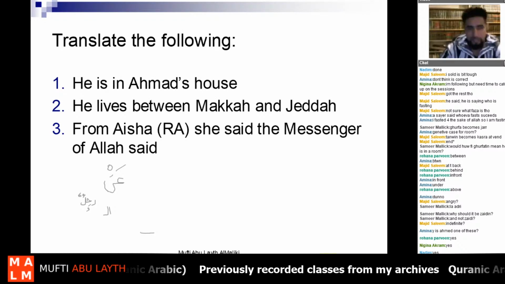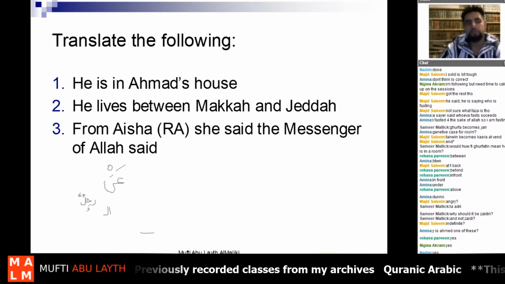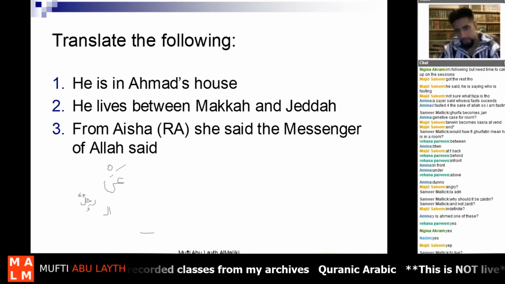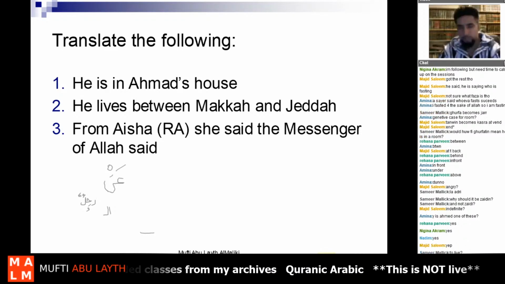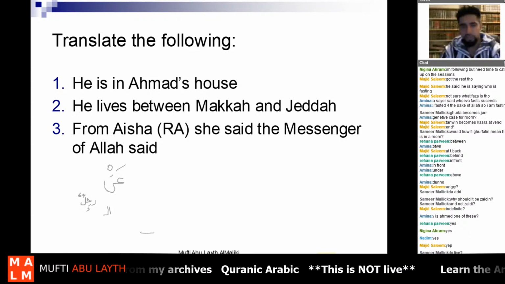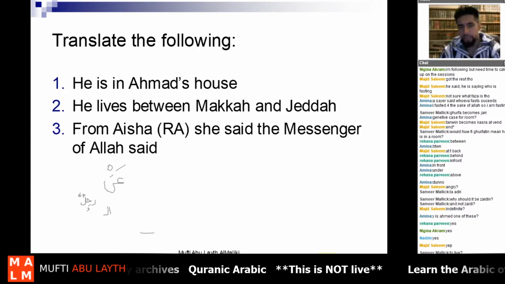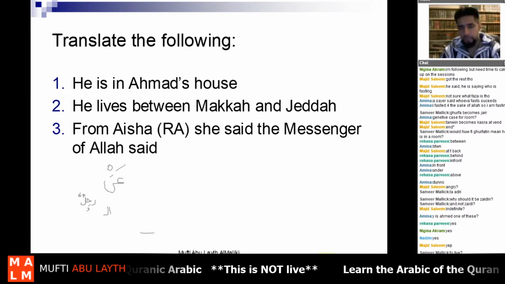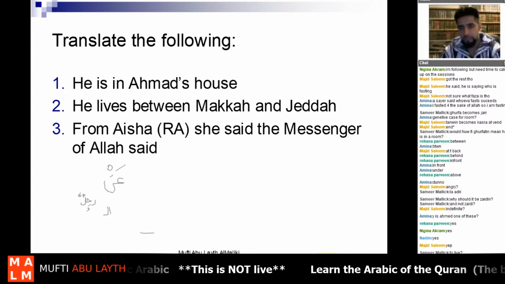Lives. We haven't actually done that. Now, the active participle, there's two things. I'll give this away here. The active participle comes from the verb. I'll just mention this first. To live, you've got the past tense verb, sakana.